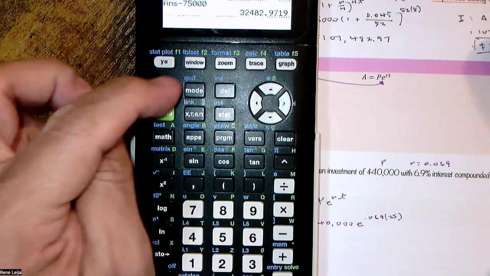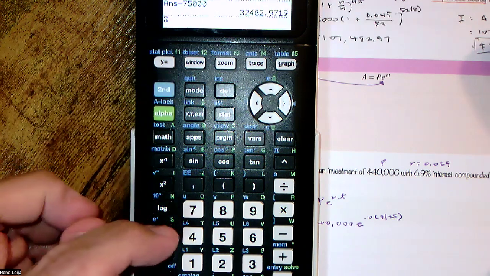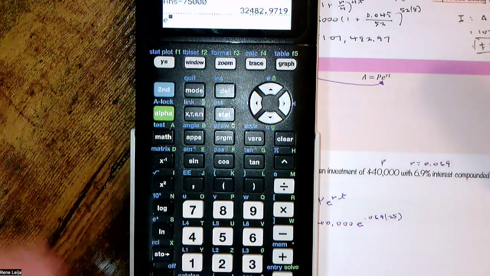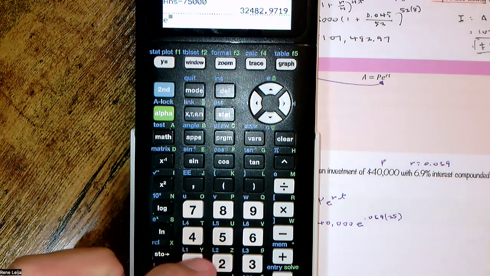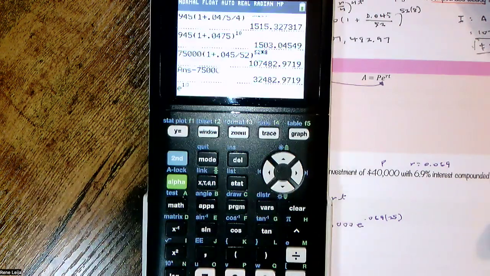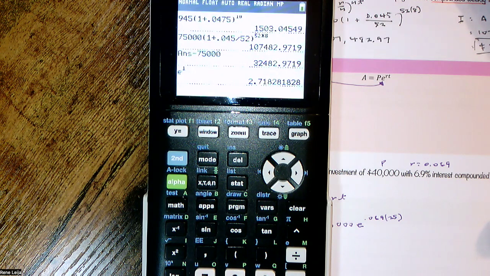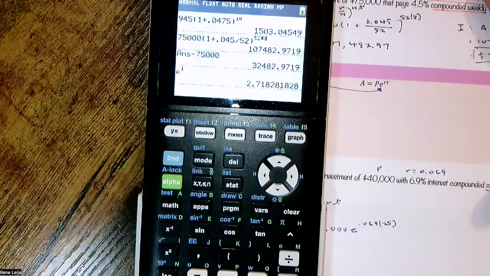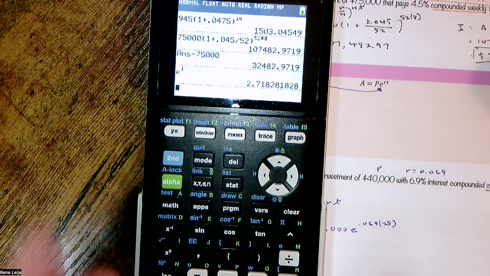You're going to press second, and then if I press the LN button, I get E, and then it shoots up that little exponent. I'm just going to say my exponent is 1, just so that we can see what the value of E is. Yeah, 2.72. Sorry, approximately 2.72. But it's a number. It's an irrational number. It goes on and on and never stops, just like pi.